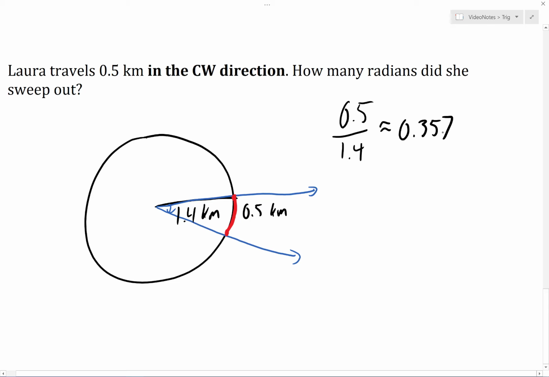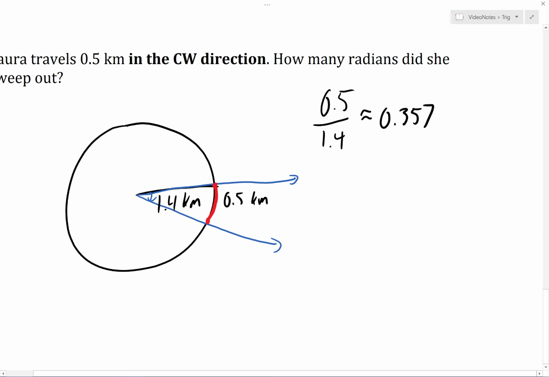Now we have to be a little careful here. She traveled in the clockwise direction, and therefore this angle opens up in the clockwise direction, and angles opening up in the clockwise direction have negative measures. So the measure of this angle is actually approximately negative 0.357 radians. So it's not necessarily the 0.357. We need to add the negative to it because it's swept out in the clockwise direction.